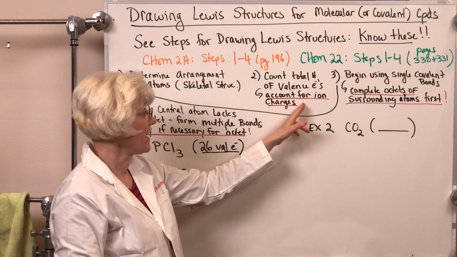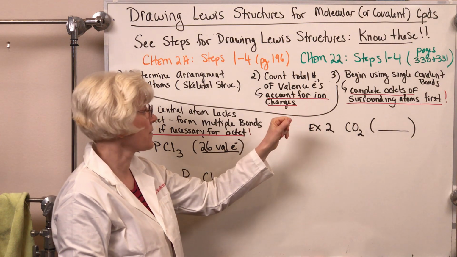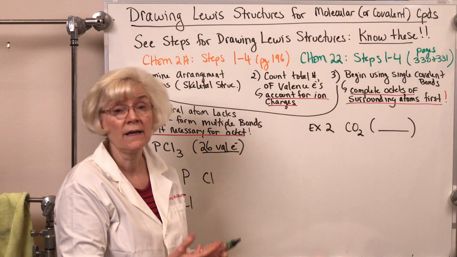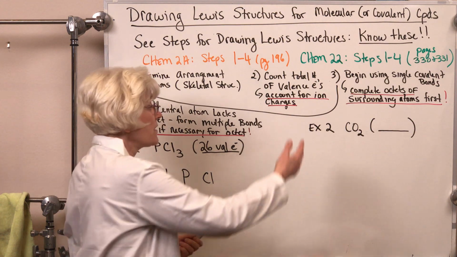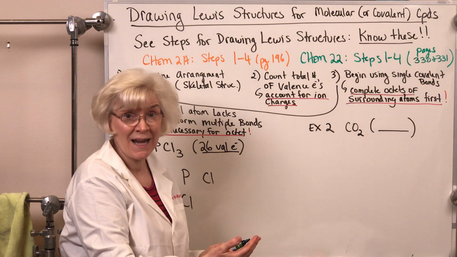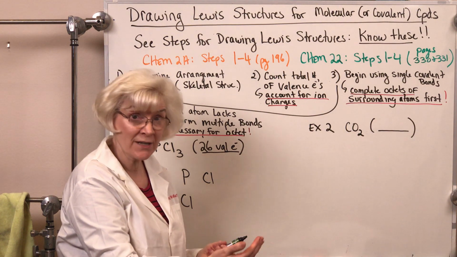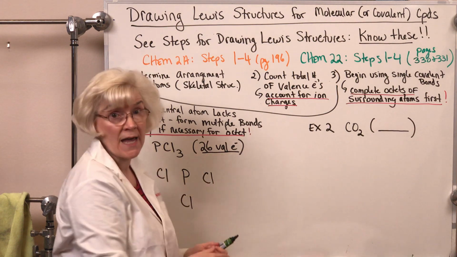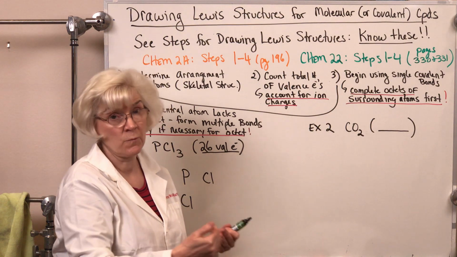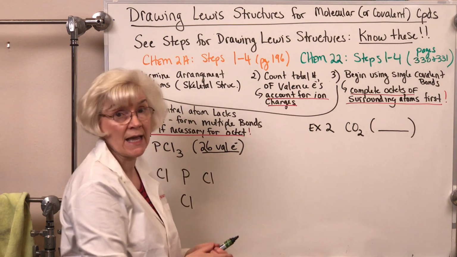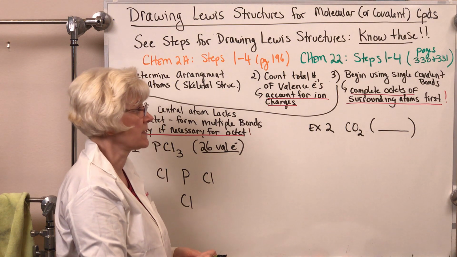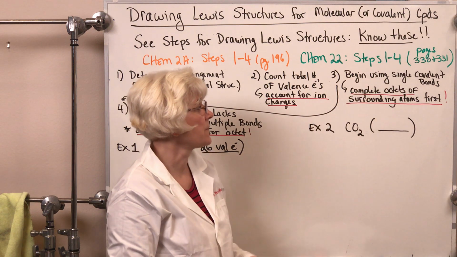I should point out here, and your book discusses this in greater detail, that if the species that you're looking at is an ion, a polyatomic ion, then you will need to account for the charge on the ion. If it's an anion, that means it has 1 or more extra electrons that you need to add to the total count. If it's a cation, then it's missing one or more electrons as indicated by the charge, and you'll need to account for that in the total count. So now we're going to move to step 3.